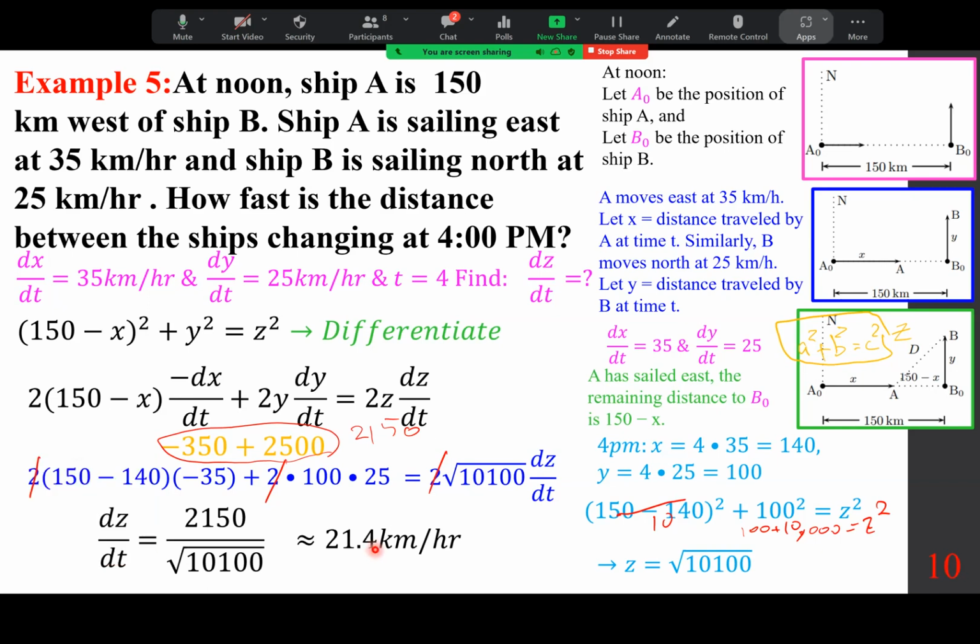21.4 kilometers per hour. I hope you realize solving it is really not too bad as long as we go through the process of explaining the whole situation with the drawing so it becomes clear as to what we are doing.